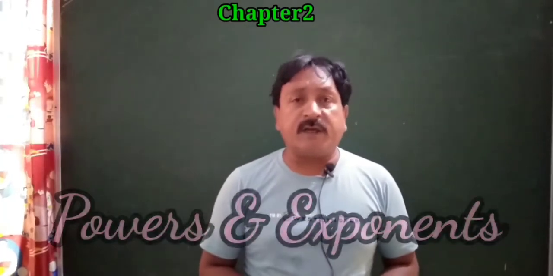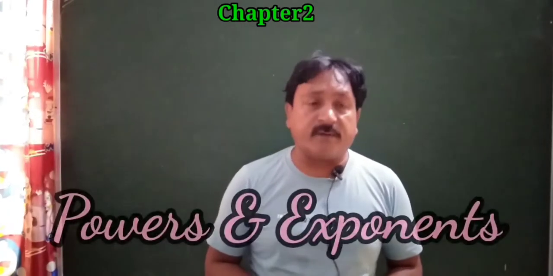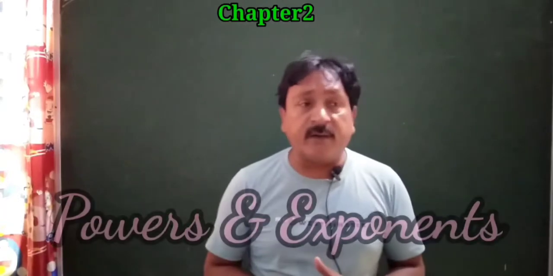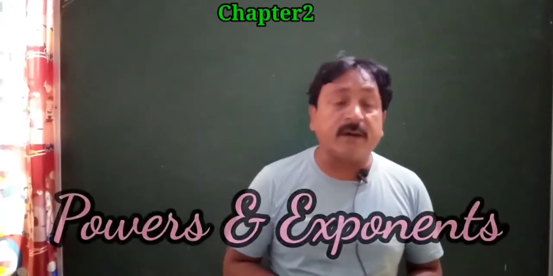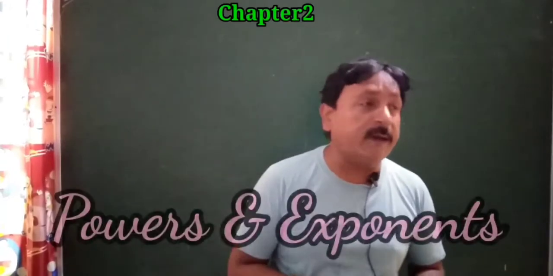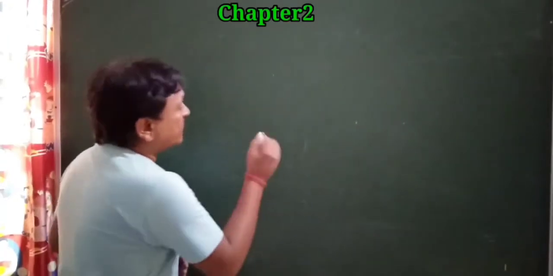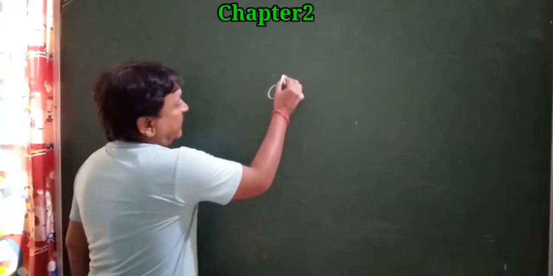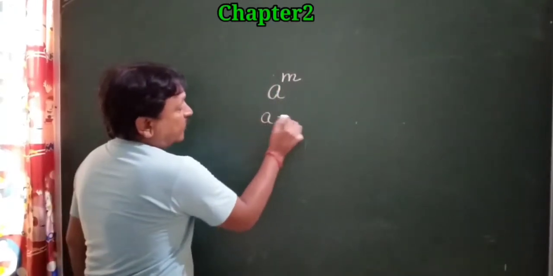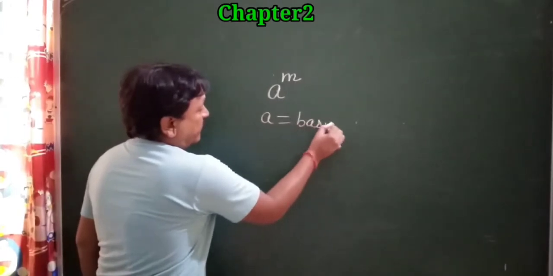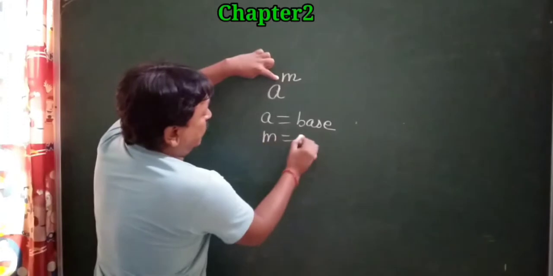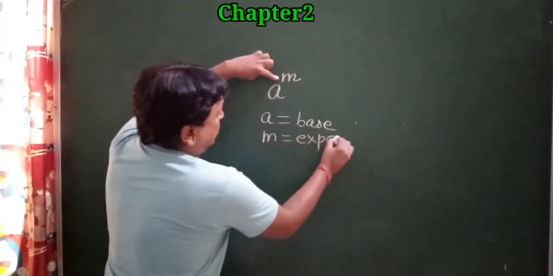We are going to start chapter 2, exponents and powers. In this chapter, first of all, we must understand what is the meaning of exponent and what is the difference between exponent and power. Just see on the board. Suppose it is written A like this. This A is called the base, and this M is called the exponent.